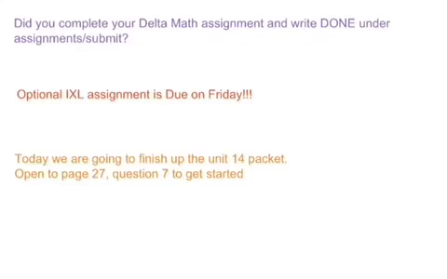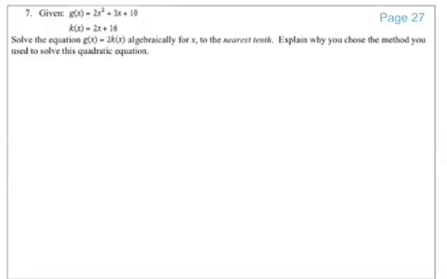So if you open up to page 27, question number 7, we're going to get started on that. Now, on page 27, number 7, we're going to be doing a review of solving algebraically. And in this question, it's specifically saying to solve algebraically for x only, meaning once we solve for x, we're done. We do not have to plug in and solve for y. The question's also asking you to explain why you chose the method to solve this quadratic equation, keeping in mind when they ask you to explain, you will have to write a sentence at the end of the problem.